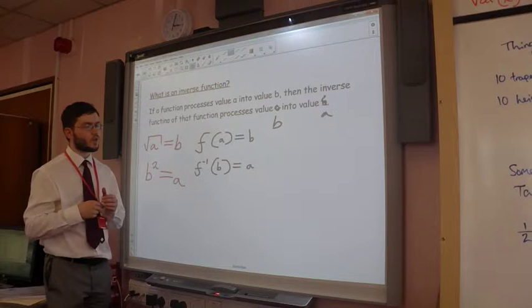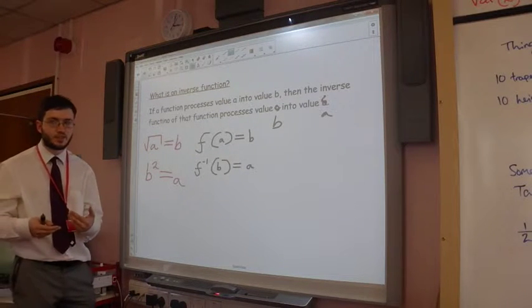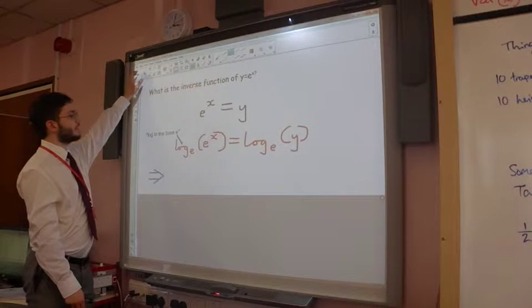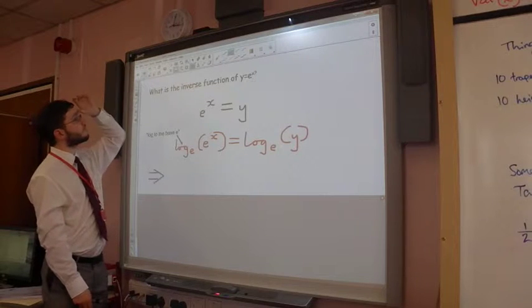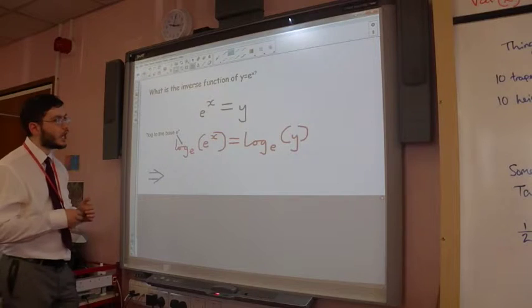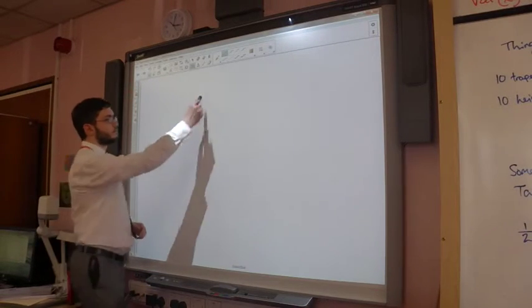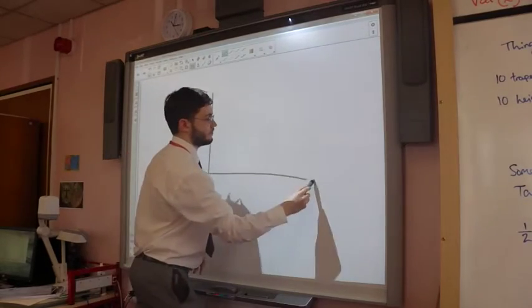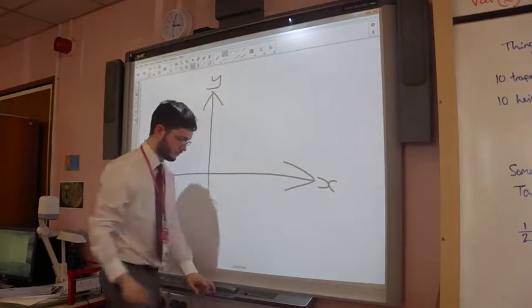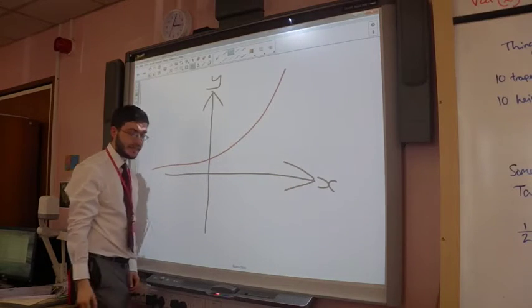Now, the reason why I'm bringing this up is because we are going to look at the inverse function of e to the x. Now, what's the inverse function of y equals e to the x? Well, you can think of it like this. I'm going to sketch a little thing for you. It's a graph. Now, this is y equals e to the x, okay?